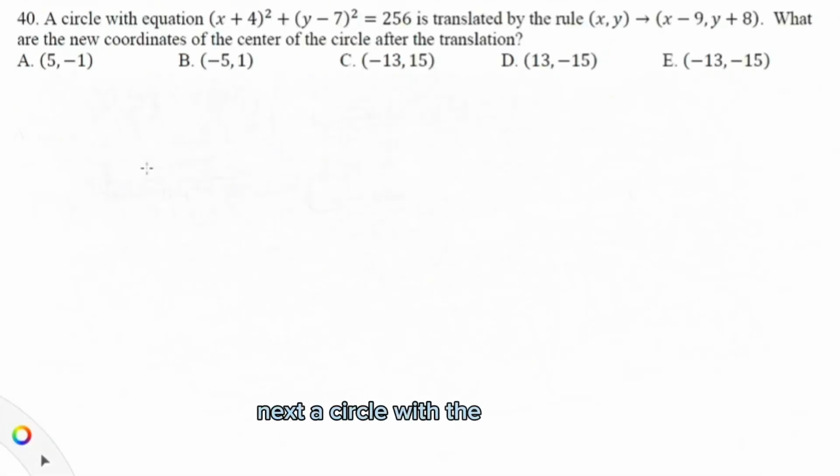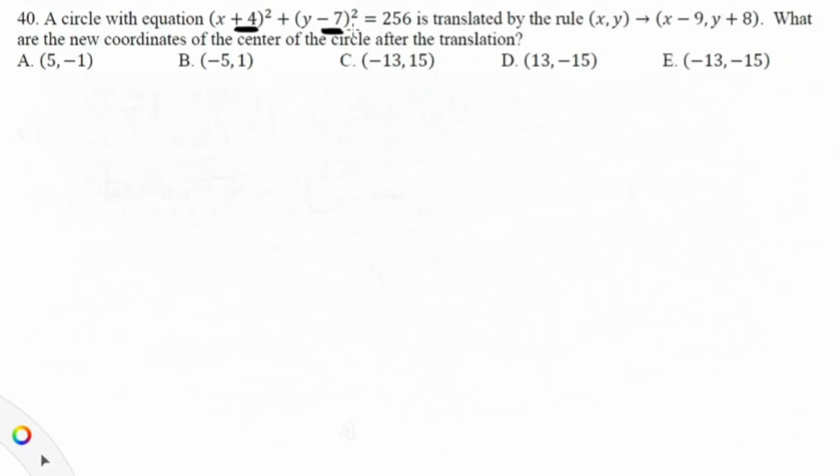Next, a circle with the equation x plus 4 squared plus y minus 7 squared is equal to 256 is translated by the rule x, y goes to x minus 9, comma y plus 8. What are the new coordinates of the center of the circle after the translation? Alright, so first we need to find the coordinates of the center of the circle. So if we look in this equation, we have x plus 4 and y minus 7. So if we take these numbers, the positive 4 and the negative 7, and just find the negative of those numbers, we can get the coordinates.